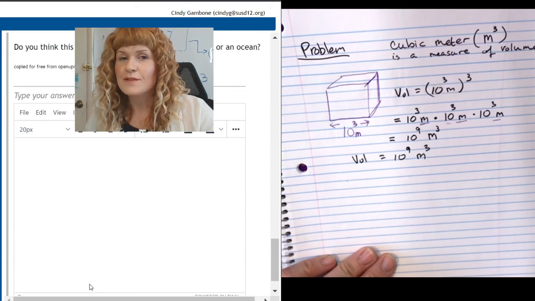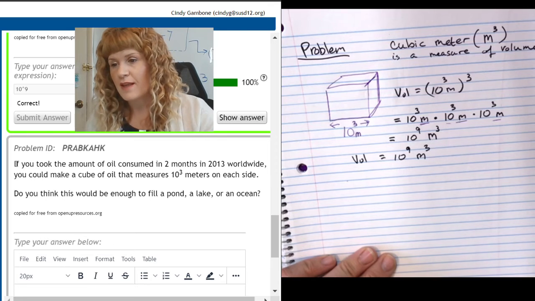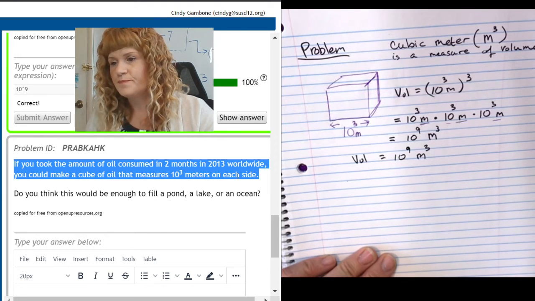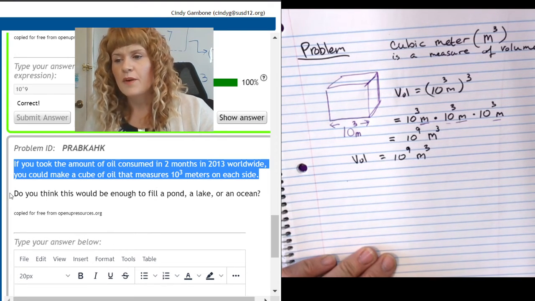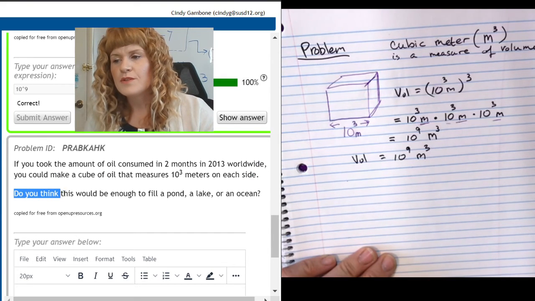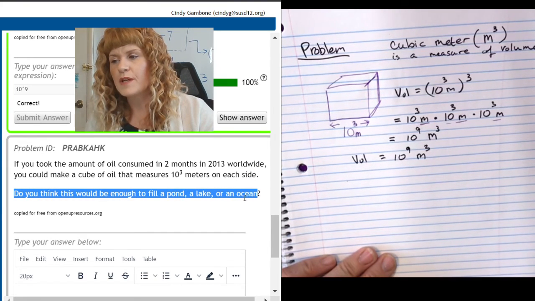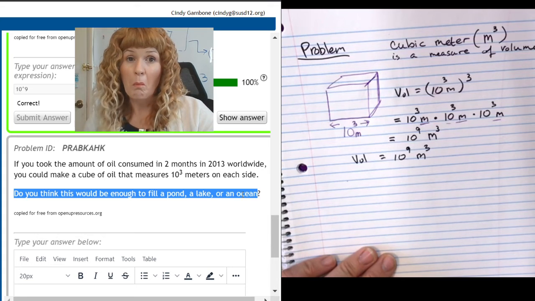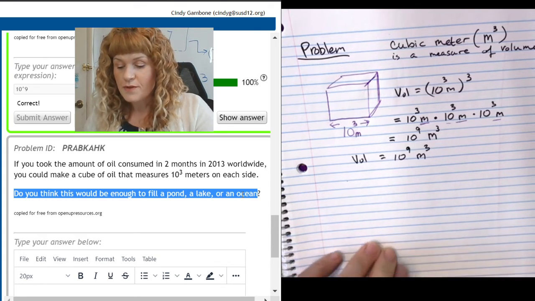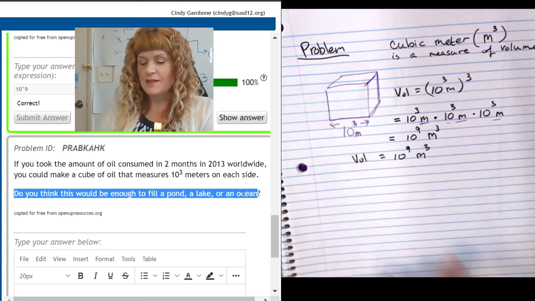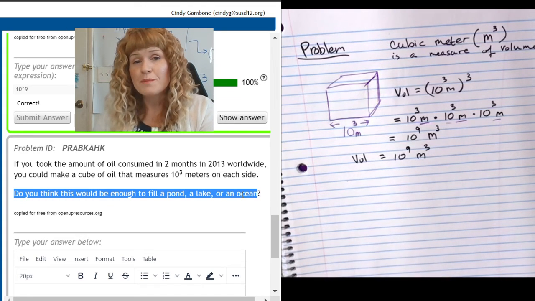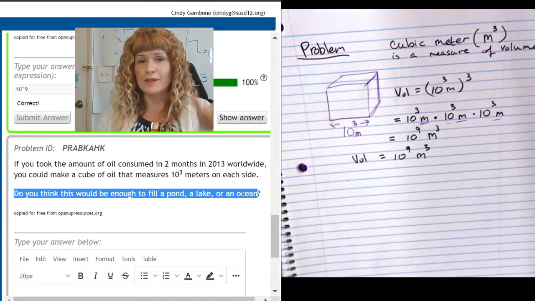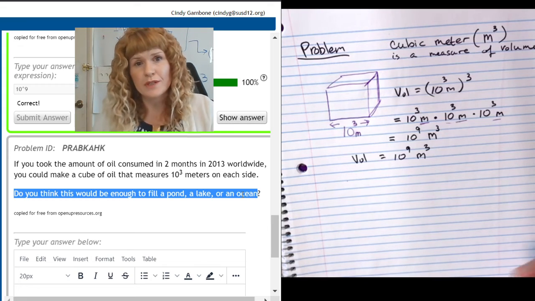Now they're going to ask you another question about the same thing. They have the same given information. And the question is, do you think this would be enough to fill a pond, a lake, or an ocean? So if you had a volume of 10 to the ninth meters cubed of oil, would that be enough to fill a pond, a lake, or an ocean?